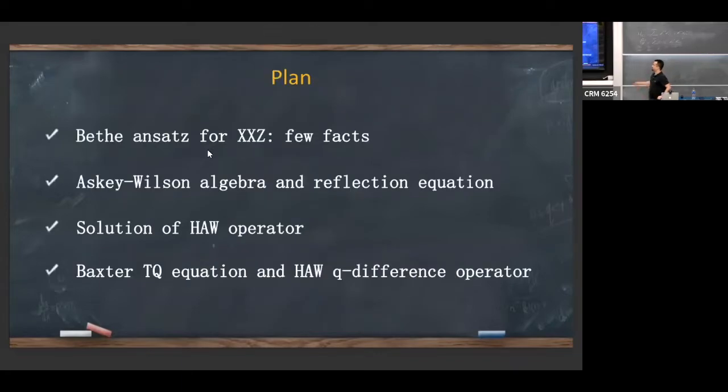I will first just mention a few facts about the XXZ spin chain. And later I will mention a connection between the Askey-Wilson algebra and the reflection equation. Then I will show how we can solve the so-called Heun-Askey-Wilson operator using the same technique that we use to diagonalize the XXZ spin chain. And finally, I will mention the TQ equation and how we can use this difference Q operator to find the explicit solution of the Baxter T-Q equation.